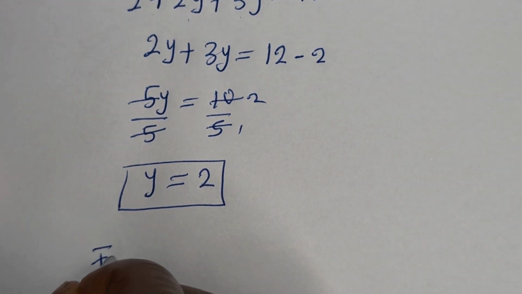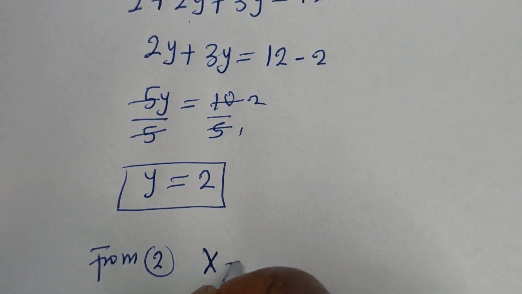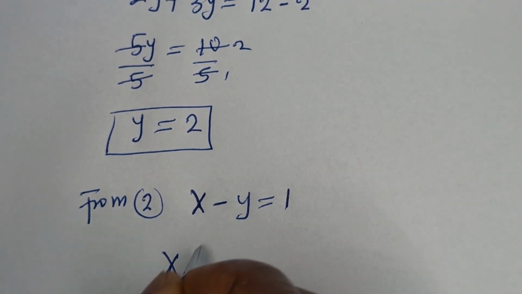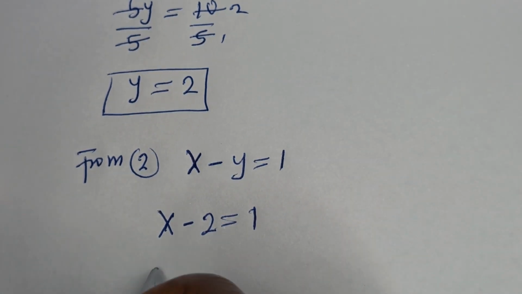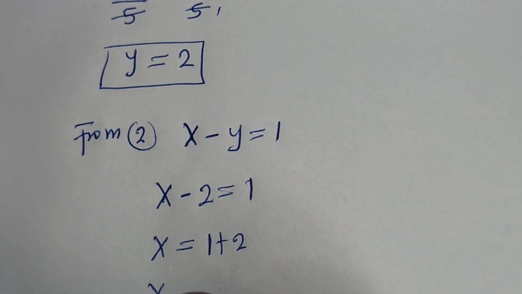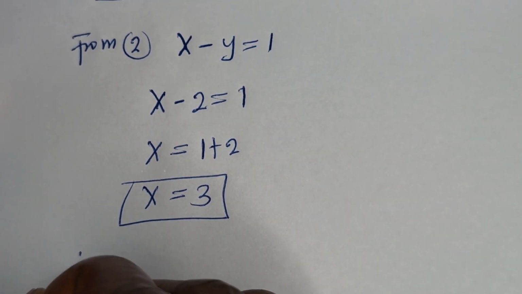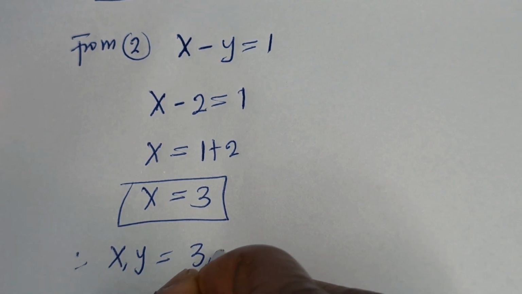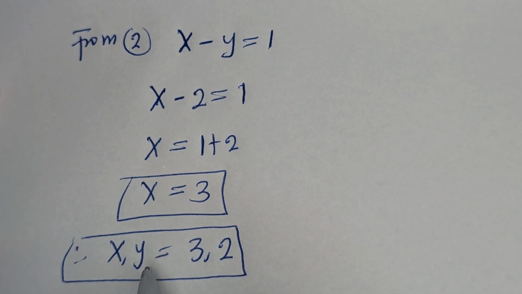From equation 2, x minus y is equal to 1. x minus y, which is 2, is equal to 1. Then x is equal to 1 plus 2. x is equal to 3. This is the value of x. Therefore, our final answer are x comma y is equal to 3 comma 2. You can see that using both substitution method and elimination method, you get the same answer.